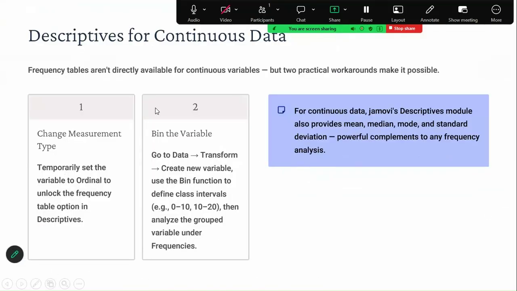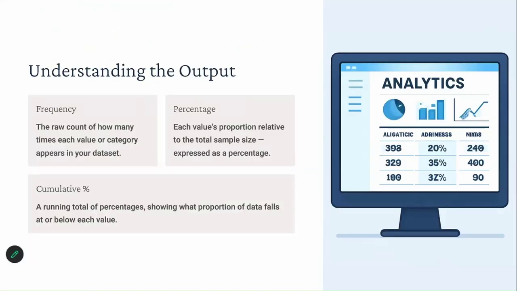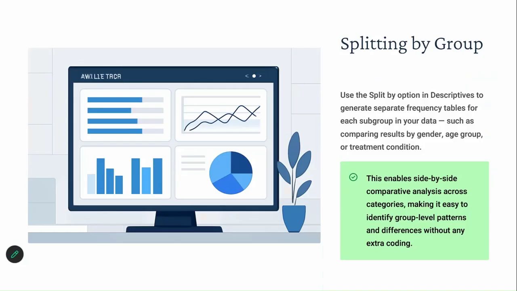Just now, what I said, it is displayed on the screen. Let us understand the output. Frequency means count. Percentage shows proportion. And cumulative percentage shows running totals. Together, they give a complete picture of data distribution. Using the split by option, we can compare frequency distributions across groups. For example, comparing males versus females or different age groups. This is very useful for deeper analysis.